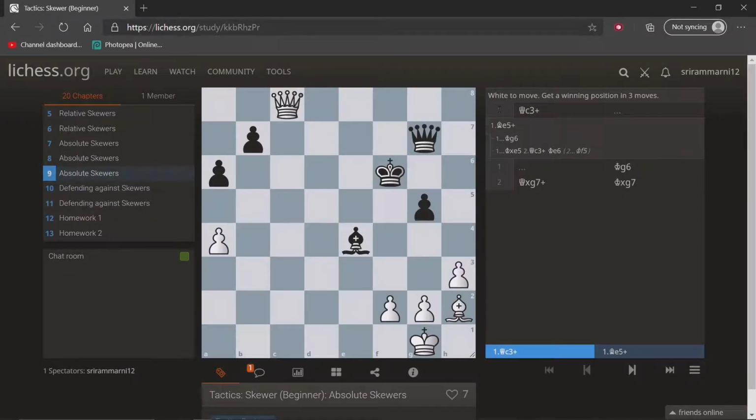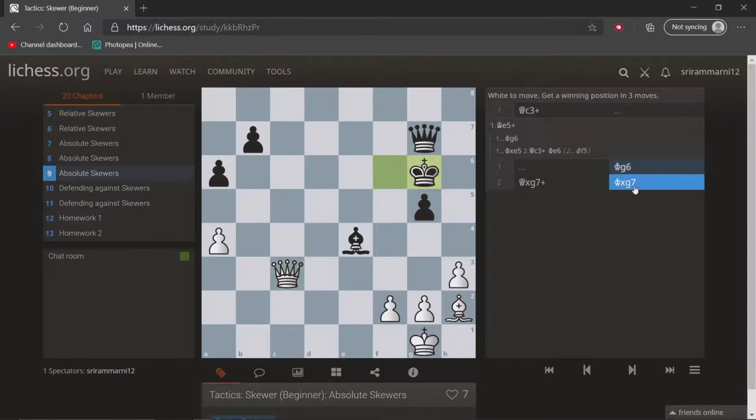So now here, it's white to move, get a winning position in 3 moves. So let's look at our different responses that we have here. We have queen to c3 check. It's not very good because king comes to g6, queen takes on g7 check, king takes on g7 check. All it is just a measly queen trade when we could win so much more material.